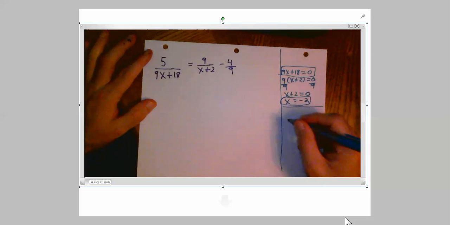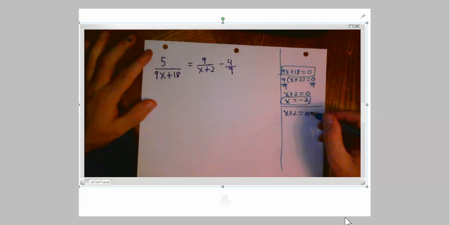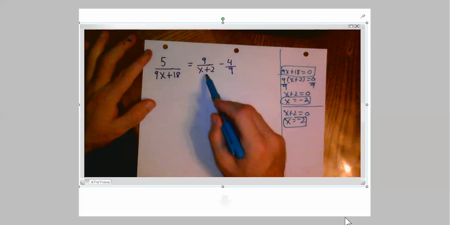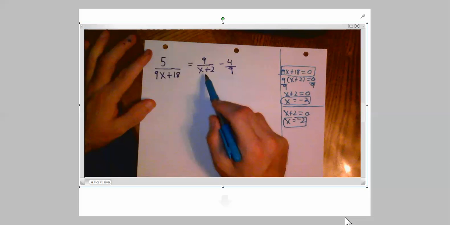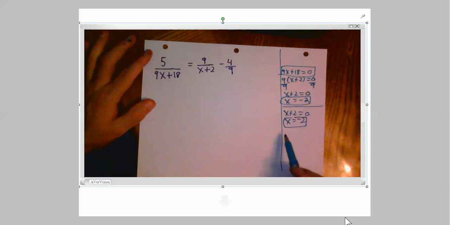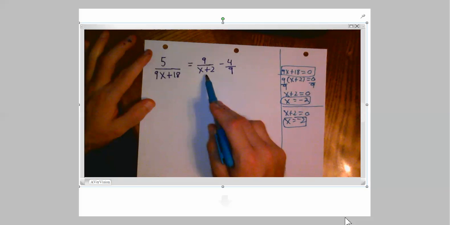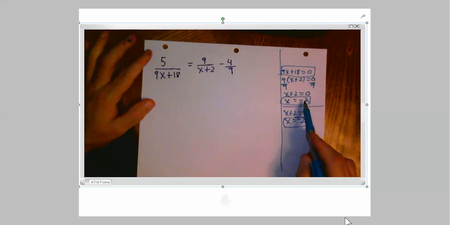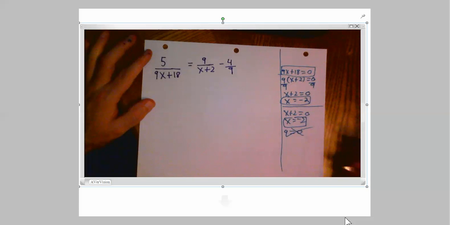The next denominator is x plus 2, and we set that equal to 0. That tells us x equals negative 2, but we already knew that. So setting this denominator equal to 0 tells us we cannot let x be negative 2, because if we do that, we'll have 9 divided by 0, and we'll also have 5 divided by 0. But we already knew x could not be negative 2, so that doesn't tell us anything. And the last denominator is 9. If we set 9 equal to 0, that's impossible, so that doesn't tell us anything.